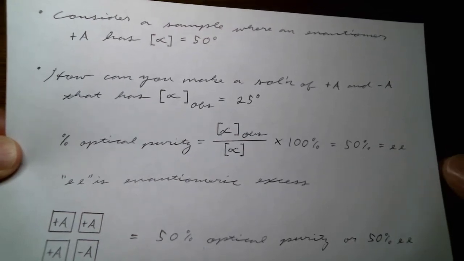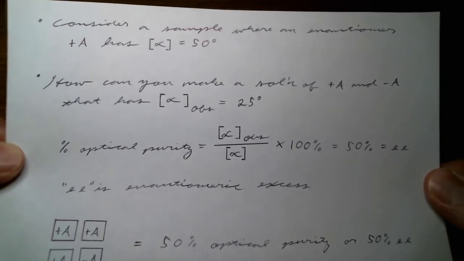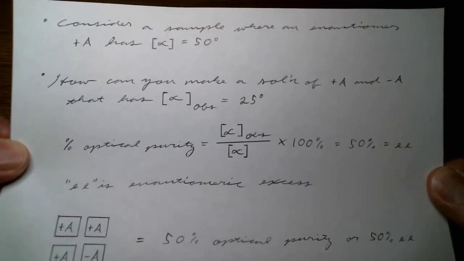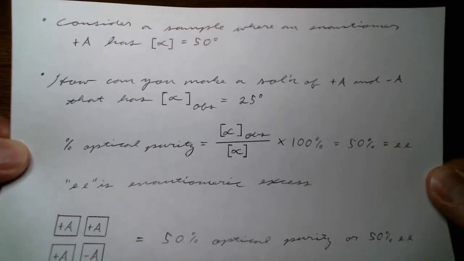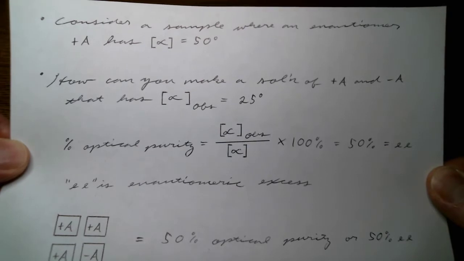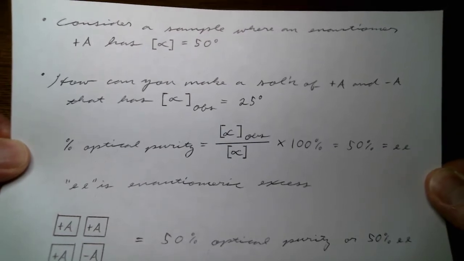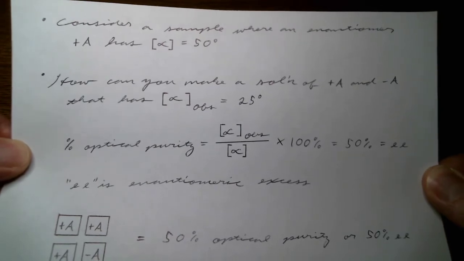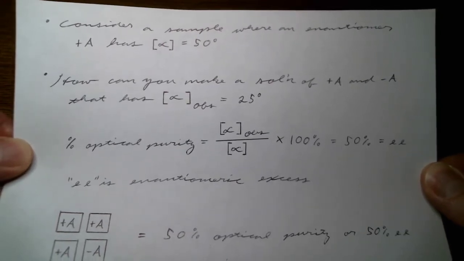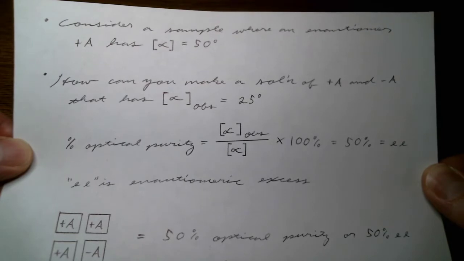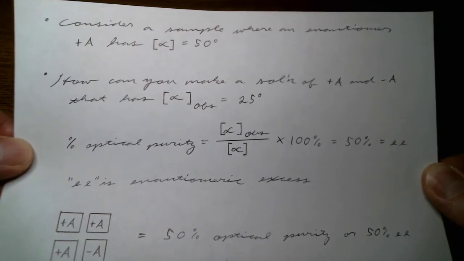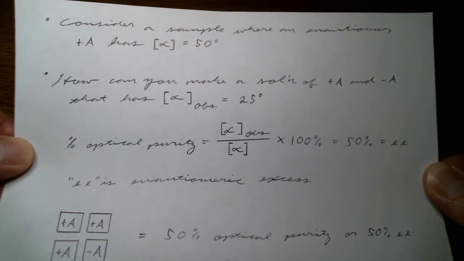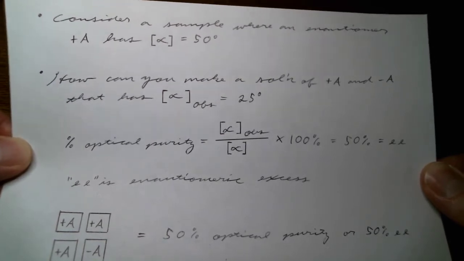Welcome to the second lecture video in our Class 12 series of lecture videos. We'll be looking at enantiomeric excess, so this concept of optical purity or enantiomeric excess in this video, and we'll also show you that levorotatory and dextrorotatory compounds don't really have anything to do with R or S stereocenters.